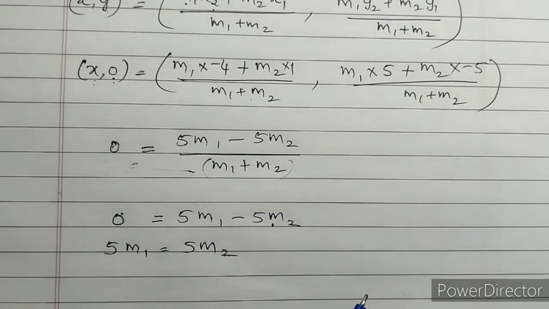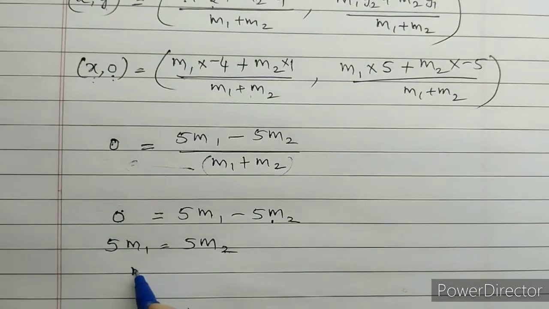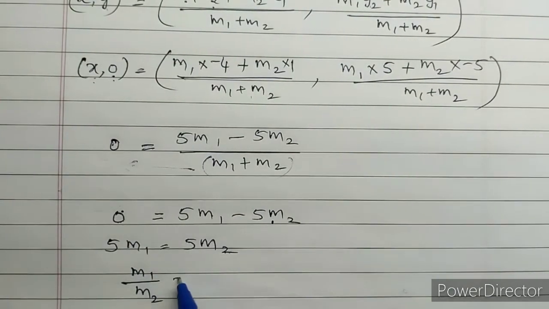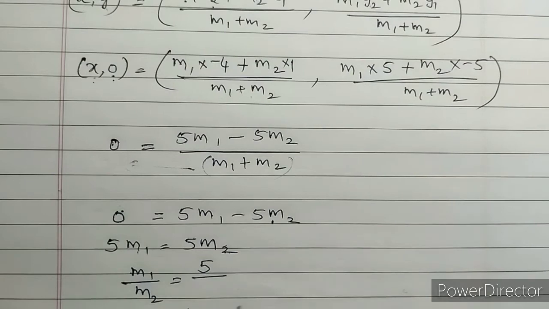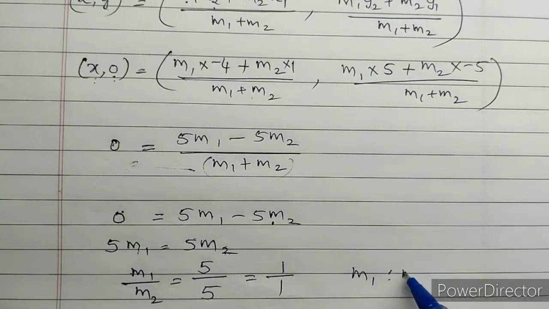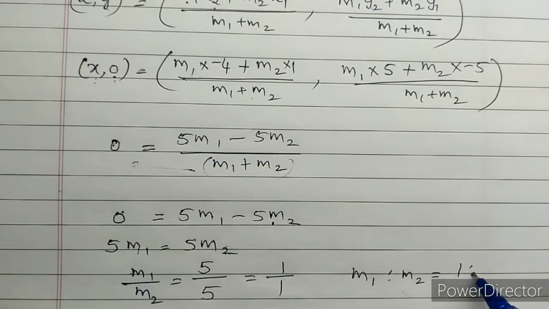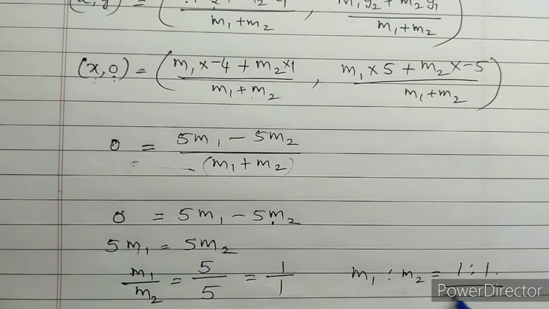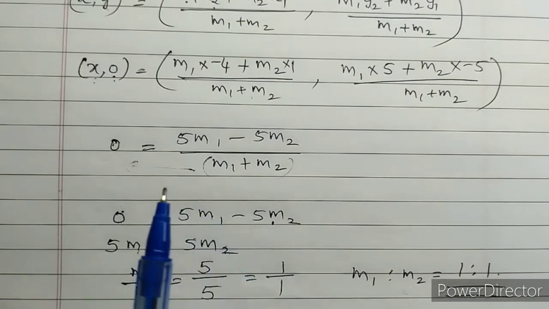You need to find m1 by m2. Previous sum we have done. So m1 by m2, m2 will come to this side. This 5 is here, divided by this 5, which goes to the other side as division. So that is 1 by 1, or m1 is to m2 is equal to 1 is to 1. So the ratio is 1 is to 1. So the first half of the question is over.